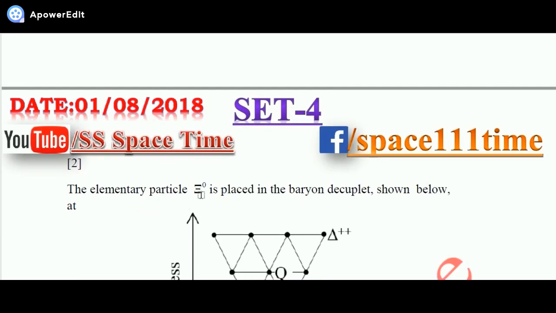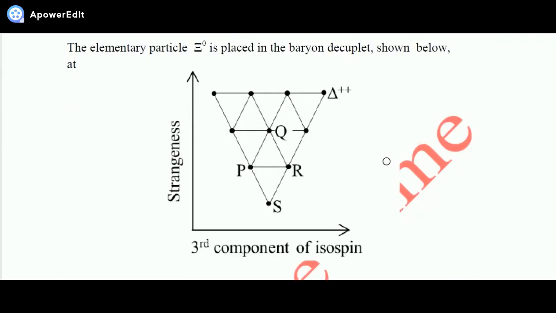It says the elementary particle cascade 0 is placed in the baryon decuplet shown below. To answer this question, what will be the position of this particle, P, Q, R or S? As you can see, this is the delta baryon, delta plus plus. Delta plus plus means it has charge plus 2e.